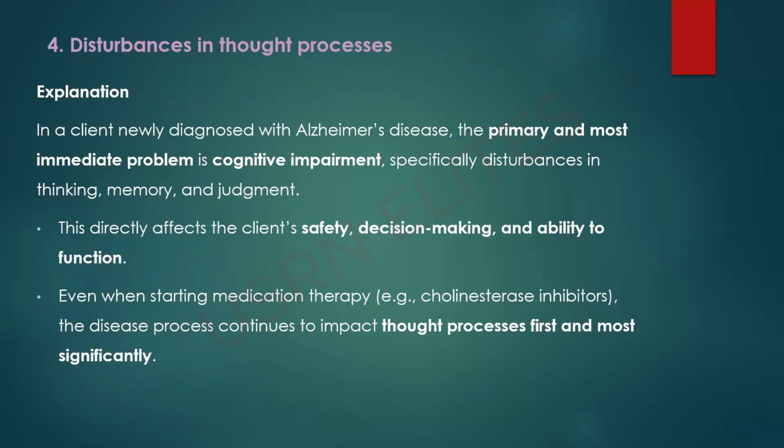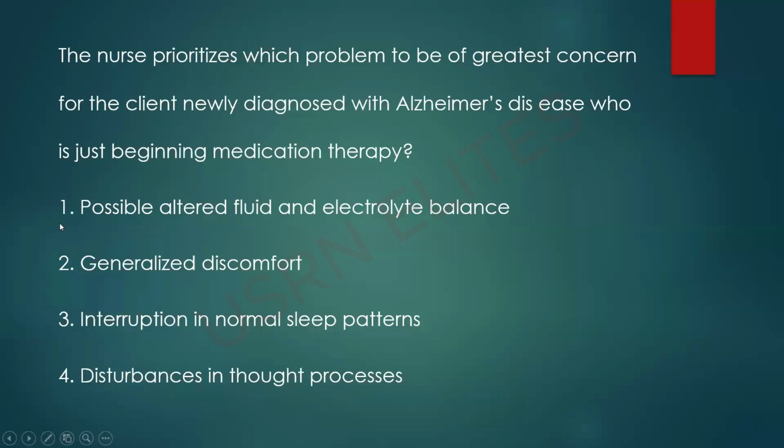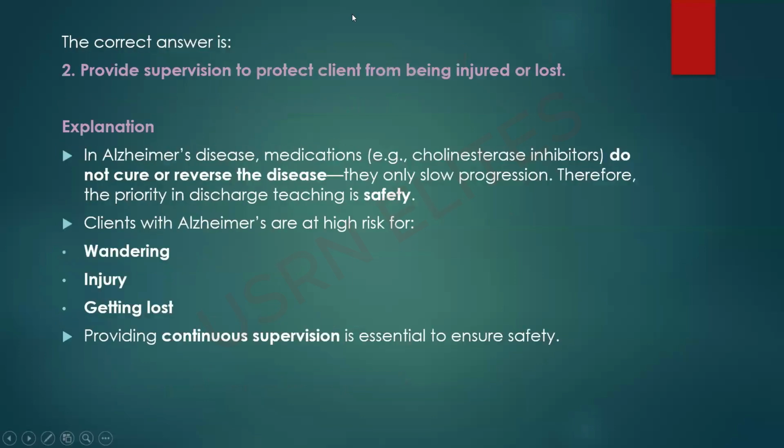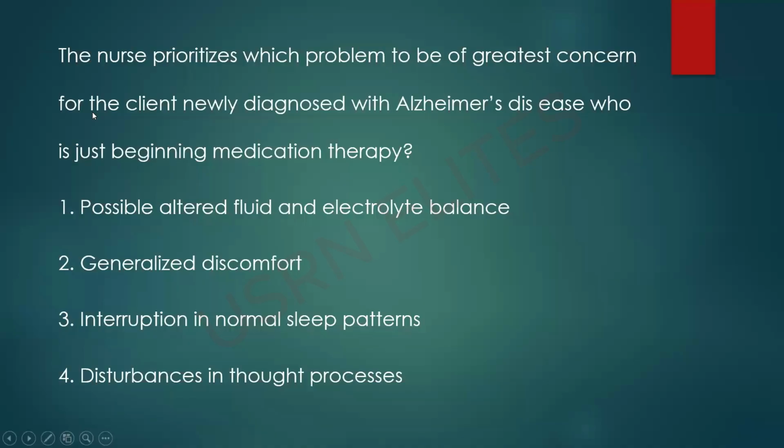Yes, because of the thought process, I saw the person has an issue with dementia and the confusion state. Dementia. Yeah. Is dementia cognitive impairment? Please, can you go back to the question again? This is the question. It says a nurse prioritizes which problem to be of greatest concern for the client who is newly diagnosed with Alzheimer's disease. Okay. Sleeping pattern cannot be a concern.